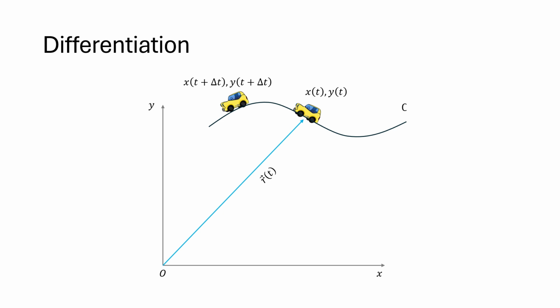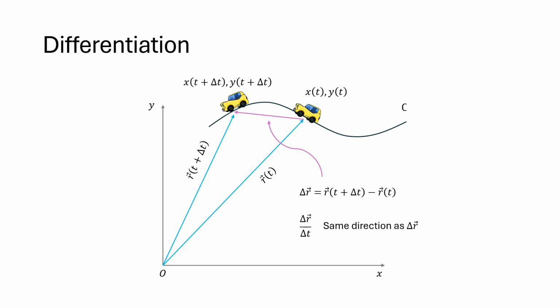Now the new position vector is r at t plus delta t. Then delta r is a vector pointing from the starting position to the new position of the object, and it is equal to the difference between vector r at t plus delta t and at t. Now we have seen in the previous videos that when we multiply a vector by a scalar, it scales the vector. So dividing delta r by delta t, which is positive in this case, will result in a scaled vector pointing in the same direction as delta r.